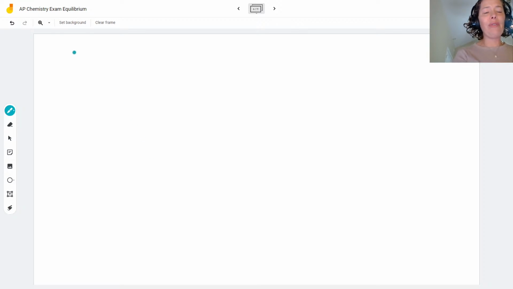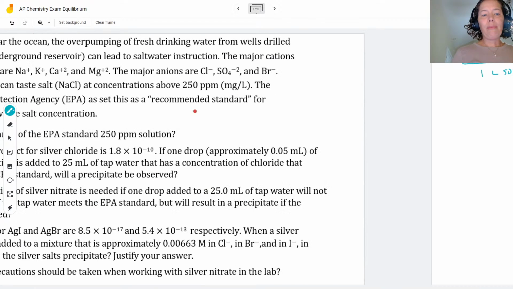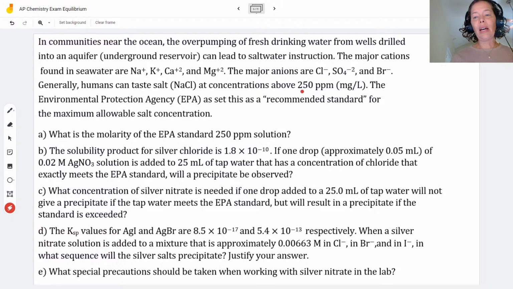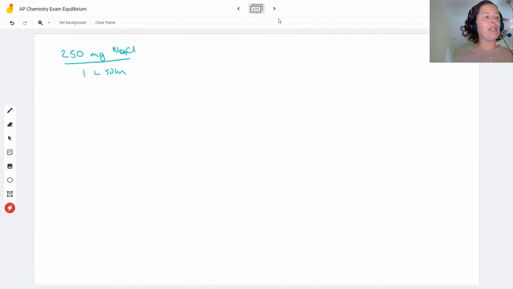All right, so we've got 250. Now I'm using the milligrams per liter of solution. You'll notice that this was actually really helpful. So they gave you 250 ppm, but they also said this was milligrams per liter, which makes it a lot easier to convert into molarity, I would say, for most students.